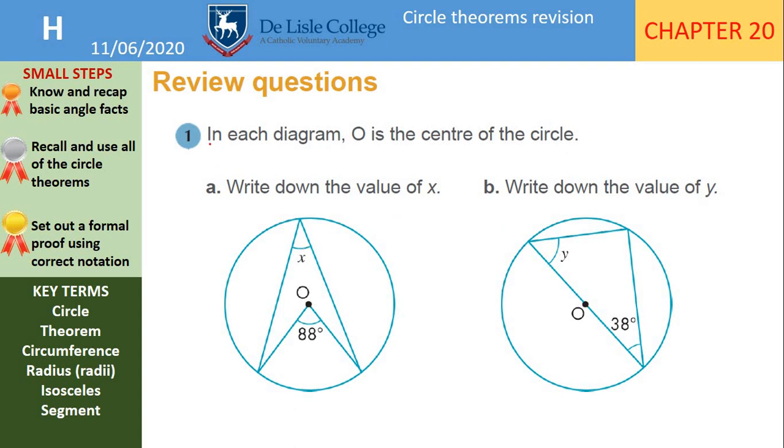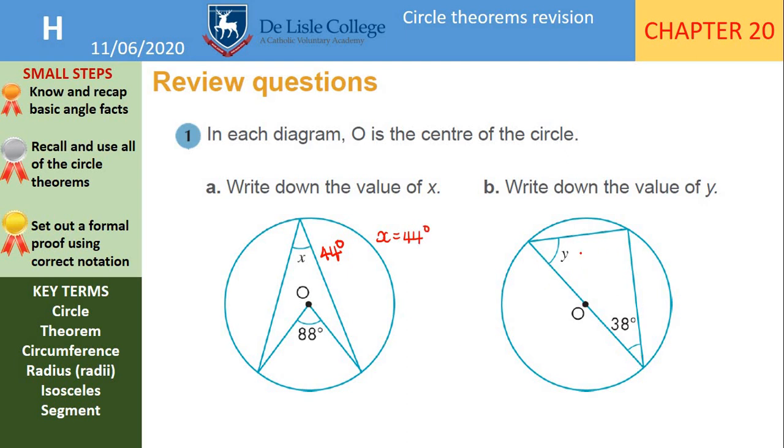So let's look at question 1. In each diagram, O is the centre of the circle. Write down the value of X for part A. Write down the value of Y for part B. So this one then is the angle at the centre is double the angle at the circumference. So that means then that X must be half of 88, which is 44. So X is equal to 44 degrees.